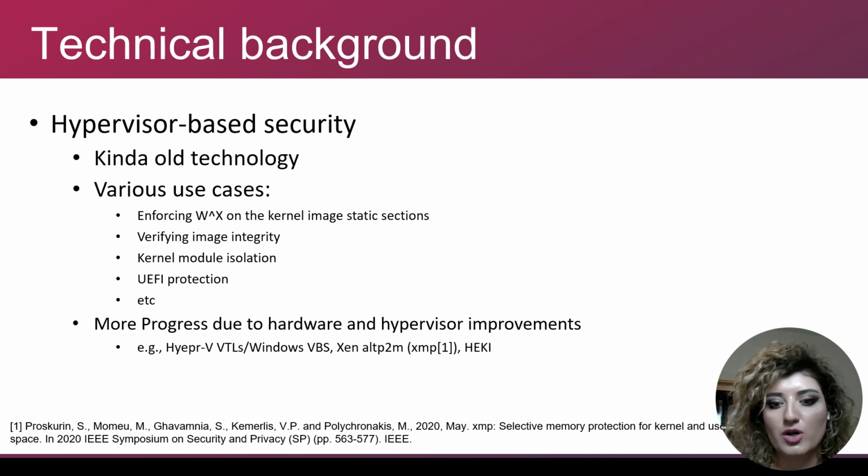That's why we see more progress on different hypervisors. For example, Hyper-V introduced virtual trust levels, and Windows VBS has support for all kinds of security features like Credential Guard and Device Guard, and other dynamic security features through Hyper-V. We also had Heki introduced recently by Mikhail, and Xen has for a long time had dynamic memory protection features, giving you different views of the address space, so you can have better compartmentalization on Xen through the altp2m feature. So hypervisor-based security is getting more practical now because of the better hardware that we have.